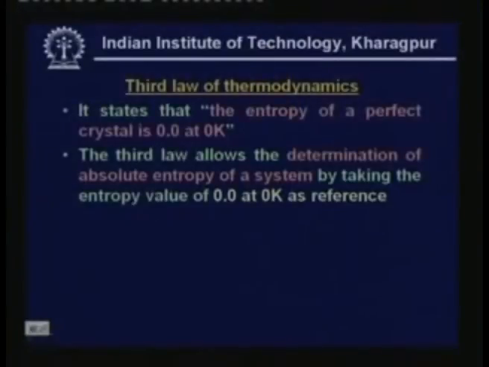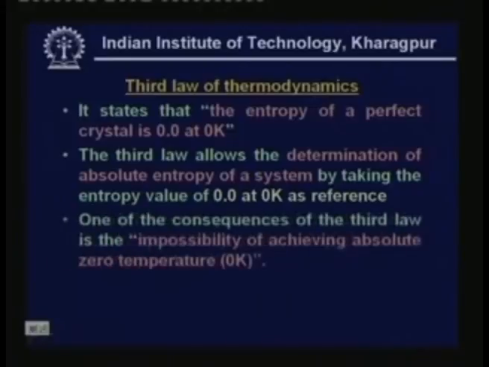Now, what is the use of the third law of thermodynamics? The third law of thermodynamics can be used for determining the absolute entropy of a system by taking the entropy value of 0 at 0 degree Kelvin as a reference. So this is the major use of the third law of thermodynamics, and it can also be shown that a consequence of the third law is that it is not possible to achieve absolute 0 degree Kelvin. 0 Kelvin is not possible to achieve. This is one of the consequences of the third law of thermodynamics.